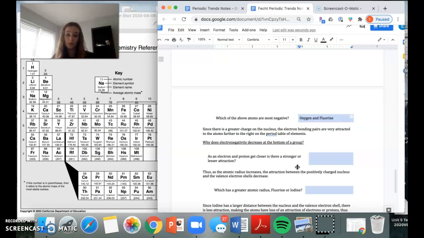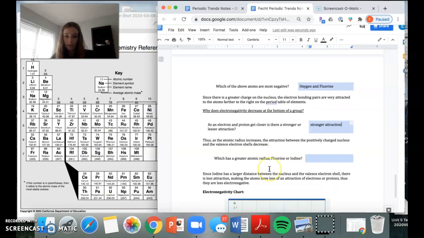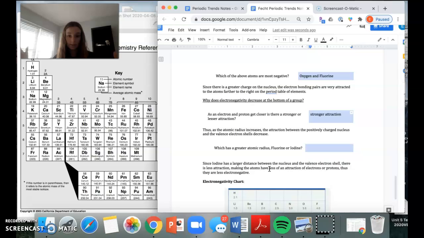But then, why does electronegativity decrease at the bottom of a group? As an electron and a proton get closer, is there a stronger or lesser attraction? Well, we said as they get closer, there's a stronger attraction. Thus, as the atomic radius increases, the attraction between the positively charged nucleus and the valence electrons, we said, would decrease. So does fluorine or iodine have a greater atomic radius?